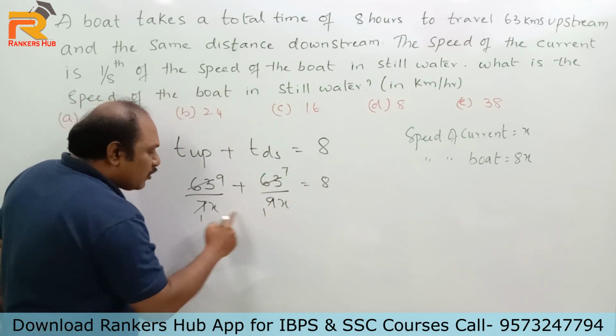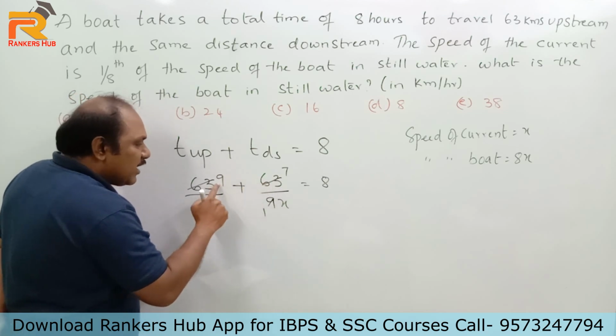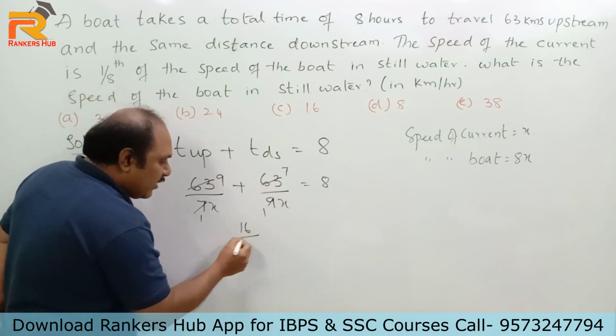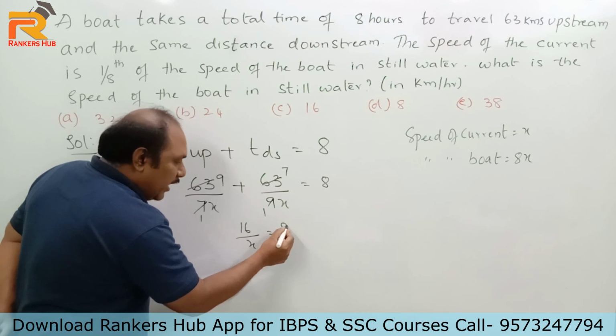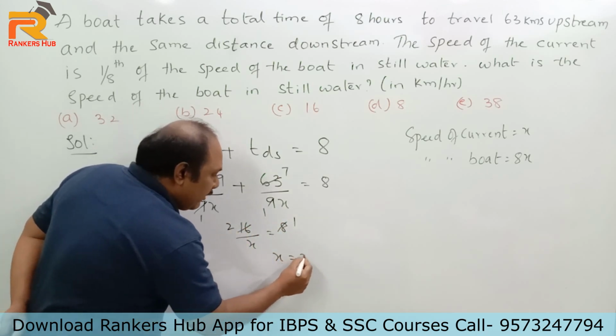Now here you can see both the denominators are the same, x. So directly we can add the numerators. 9 plus 7 is 16 by x equal to 8. So 8 ones are 8, 8 twos are 16. So the x value will be equal to 2.